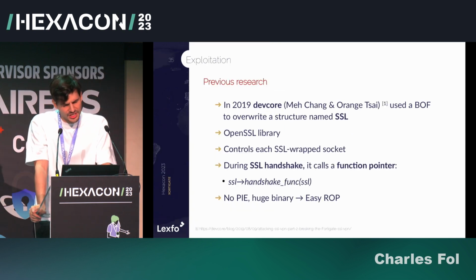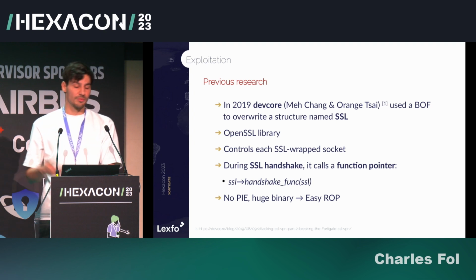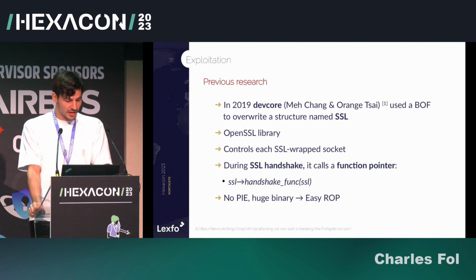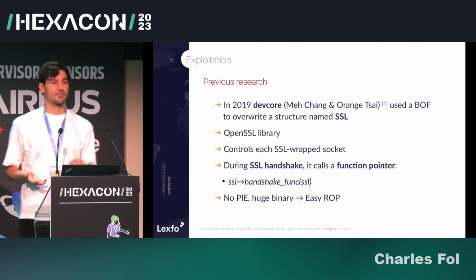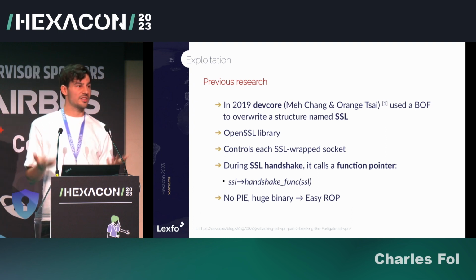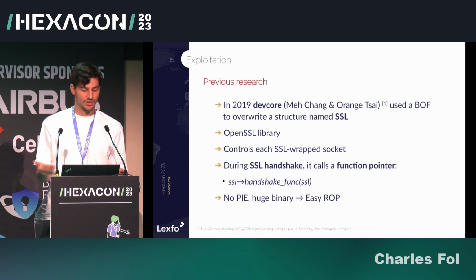So in 2019, the DevCore team that you've seen twice over the last days actually used the bug to overwrite a structure which is named SSL. And the structure is managed by the OpenSSL library. It's the main structure of the OpenSSL library, and it will control every socket that is SSL wrapped. So if you connect with an SSL socket to the FortiGate instance, an SSL structure will get instantiated.